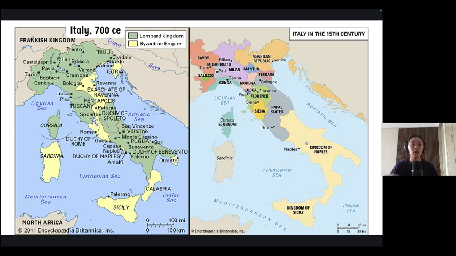So I just want to give you some illustrations related to that. If you look at this image on the left, you'll see Italy in about 700 CE. So this is still in the medieval ages. And as we know, in the medieval ages, Western Rome was collapsing in the face of several Germanic invasions.